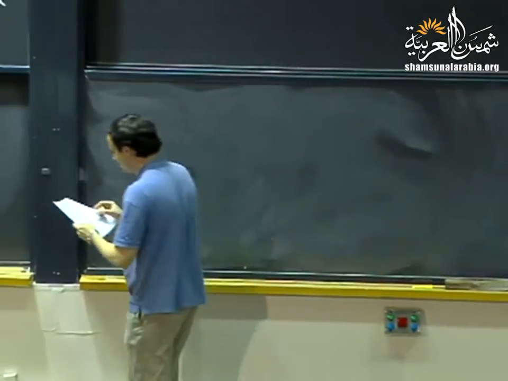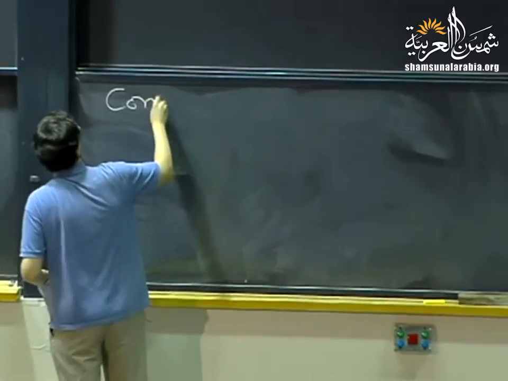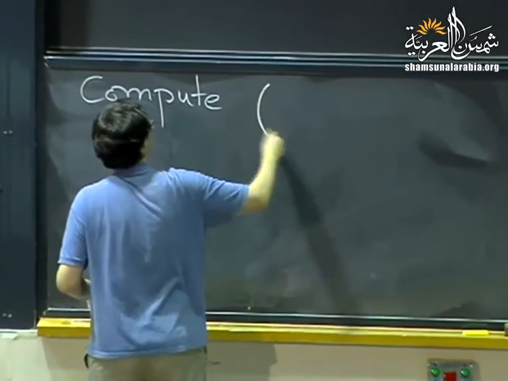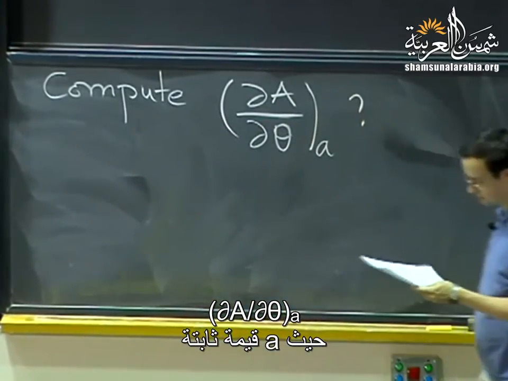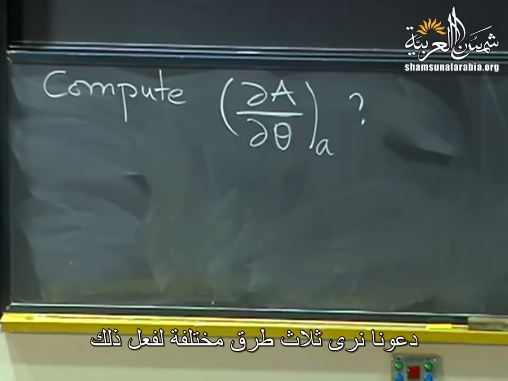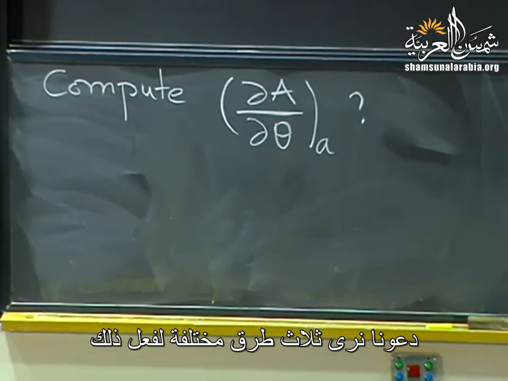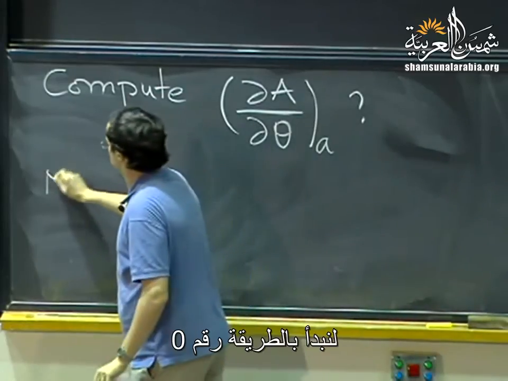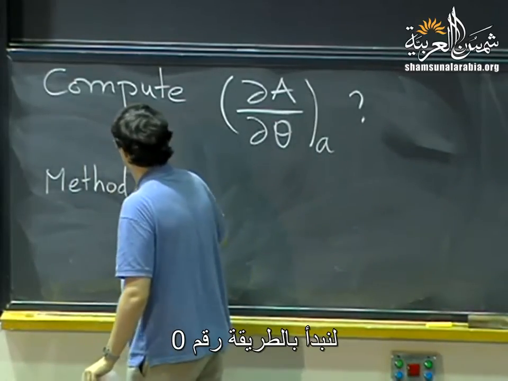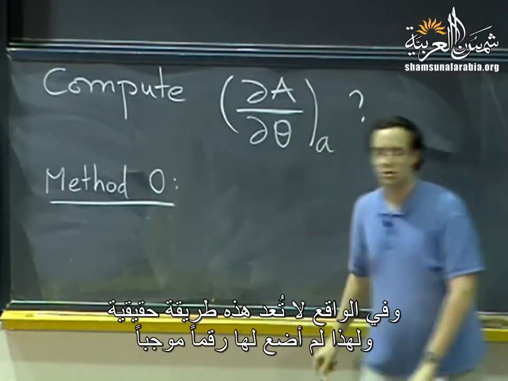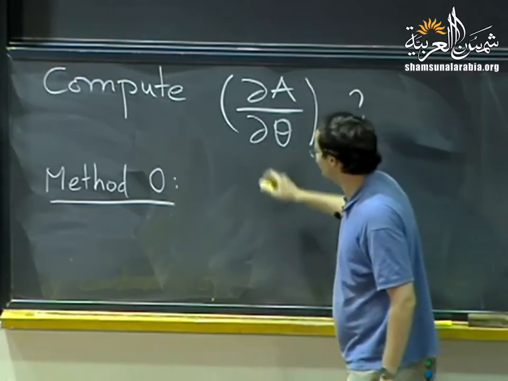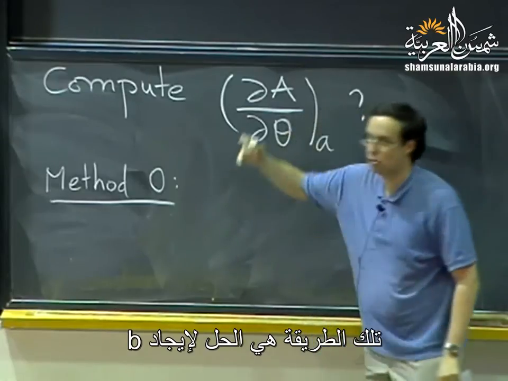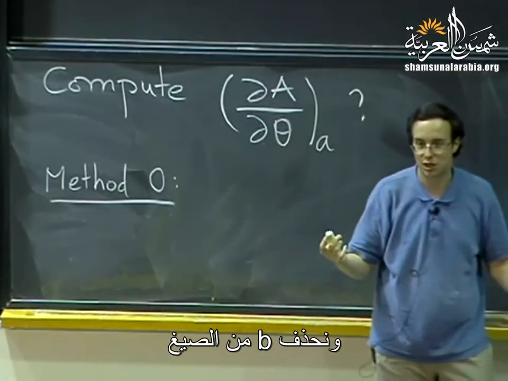Okay, so let's try to compute partial A, partial theta with A held constant. So let's see three different ways of doing that. Let me start with method 0. Okay, it's not a real method. That's why I'm not giving it a positive number. That one is just we solve for b and we remove b from the formulas.